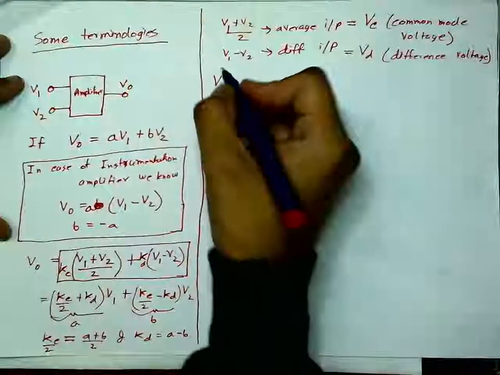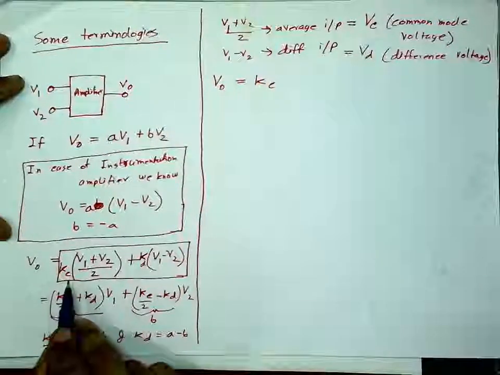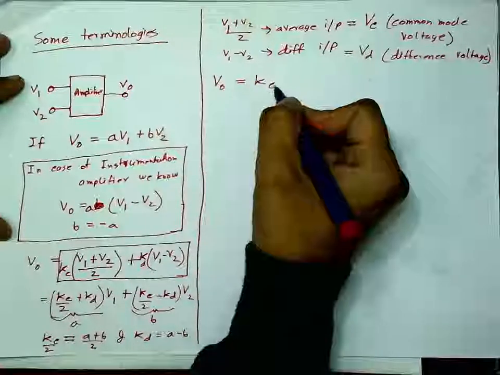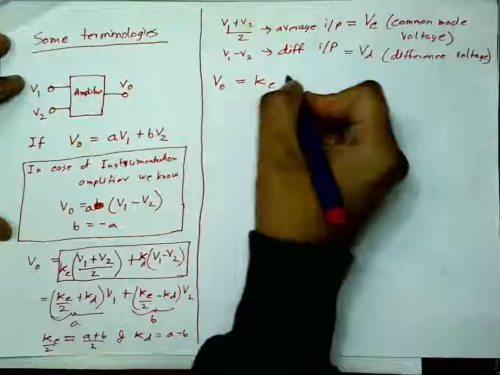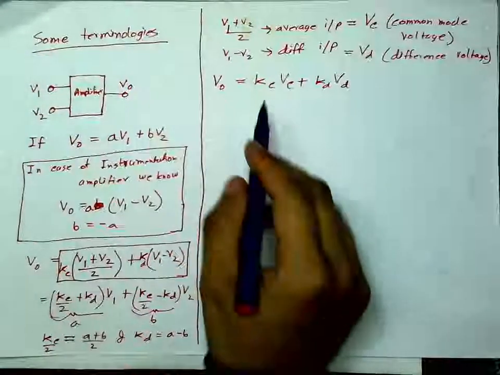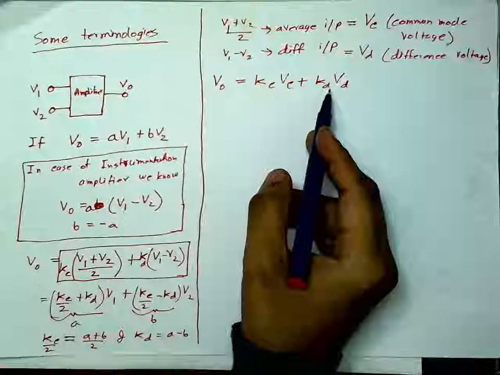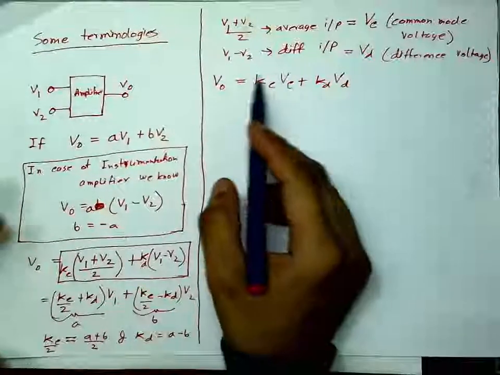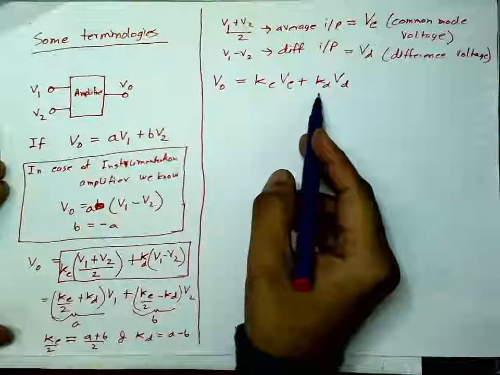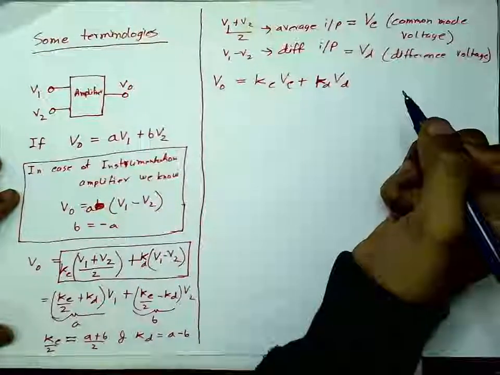Okay, so we have written VO as Kc Vc plus Kd Vd. Now you possibly already have guessed what Kc means, it is some common mode gain. So we wanted to write the output as a linear function of the average value and the difference. Average times average gain, or common mode gain, plus the difference times the differential gain, Kd.